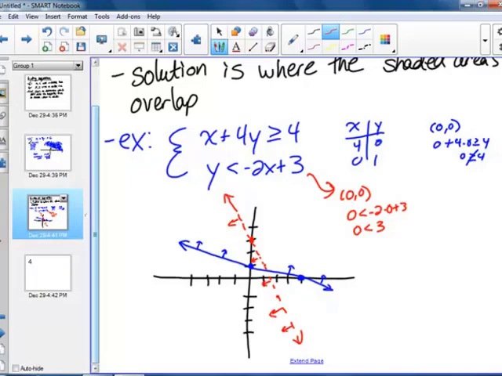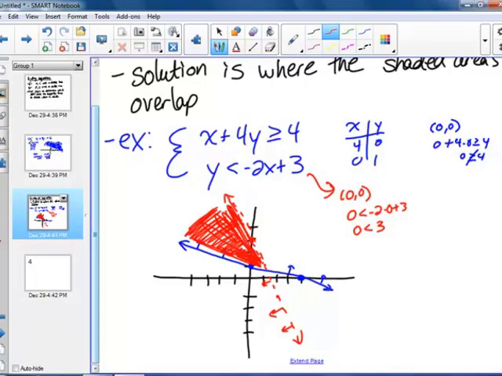So now where they intersect is going to be just right here. You can see the book has some better visuals of showing the overlap with different colors, but hopefully you get the idea. This is where they would overlap. Make sure I show that this is dotted. So that would be my solution, where they intersect.